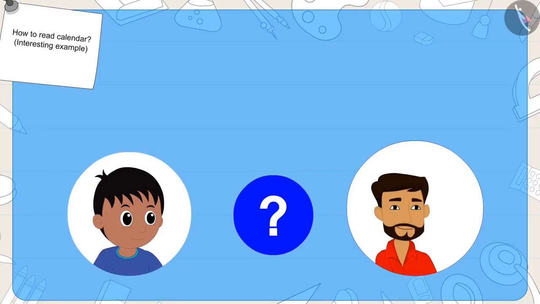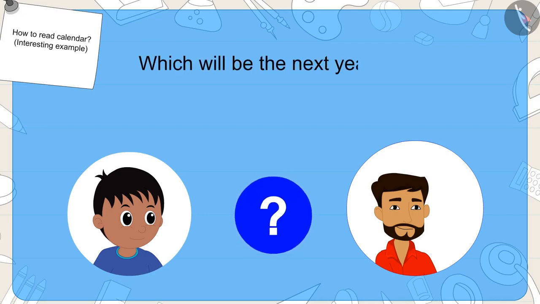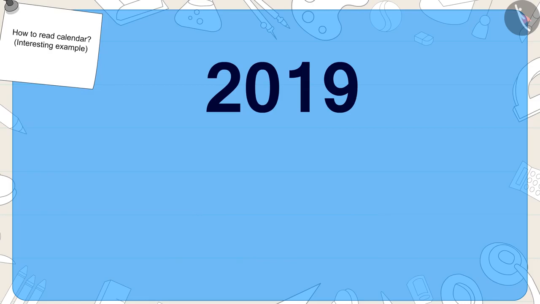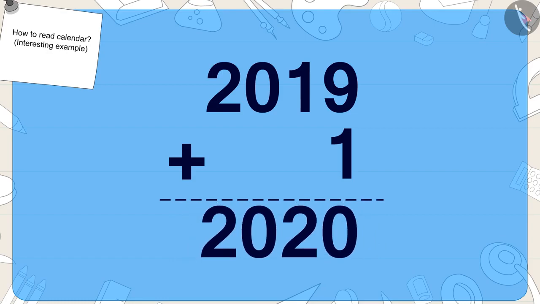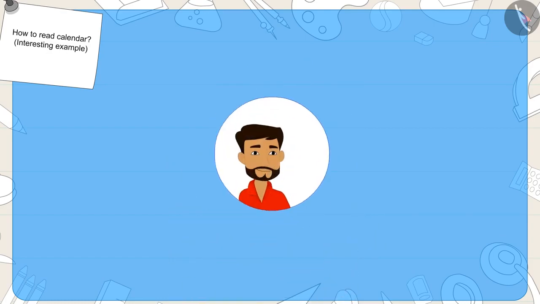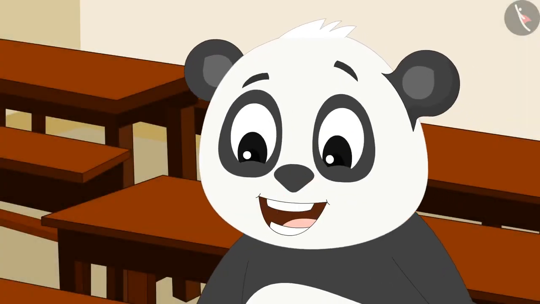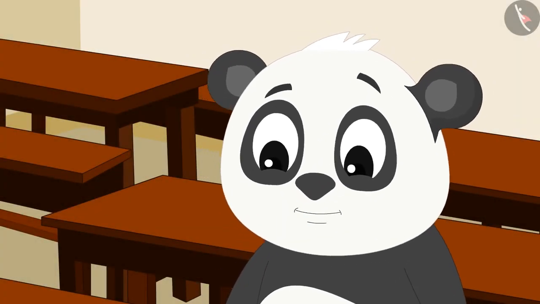Kids, can you tell what the next year of 2019 will be? All right, we have to add 1 year to 2019. 1 added to 2019 would be 2020. So Raju's uncle is going to come again from abroad in 2020. Golu got very excited on hearing this.